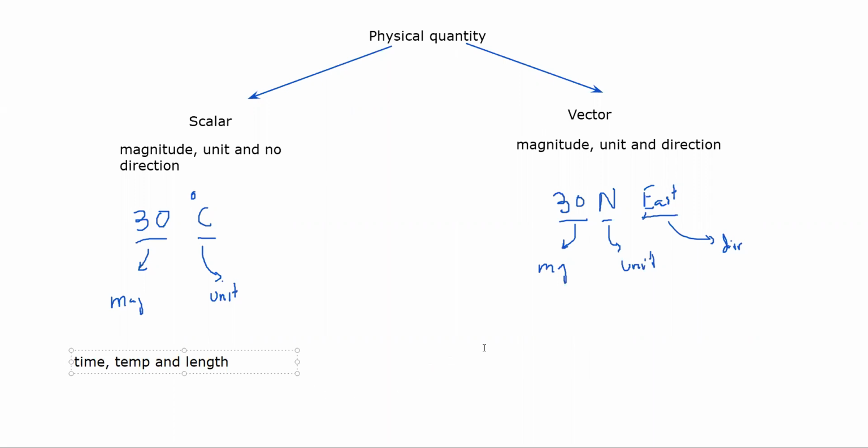But as for vector quantities: force or weight, velocity, and acceleration. These are all vector quantities. They have magnitude, unit, and direction. Is it clear?